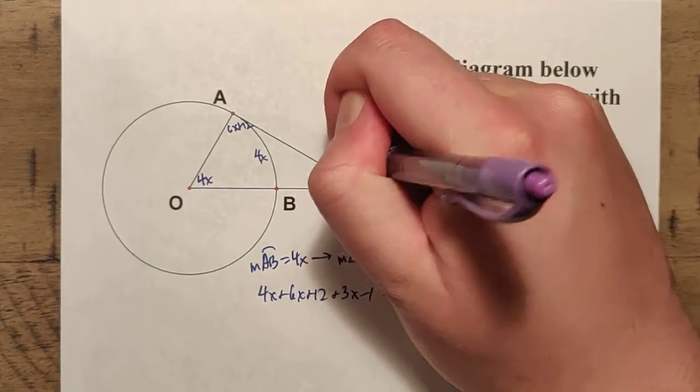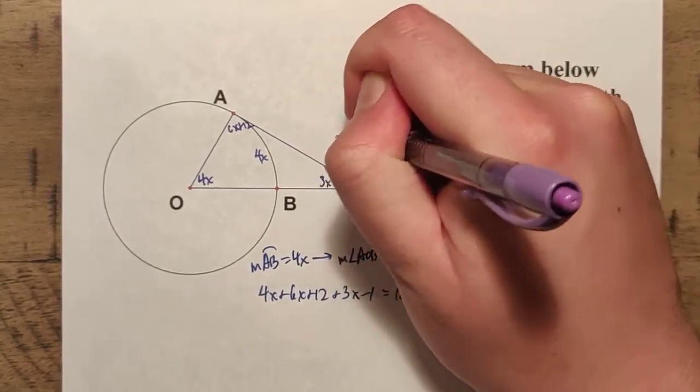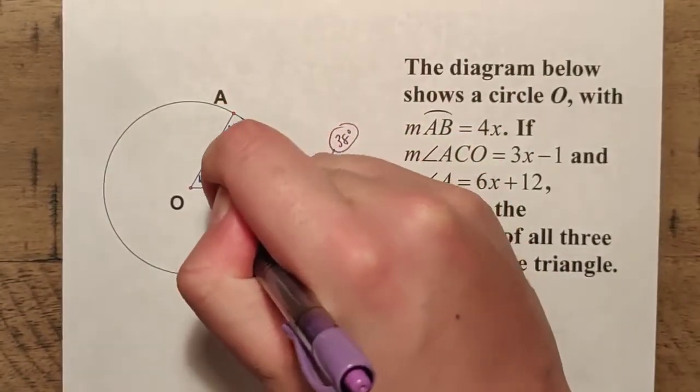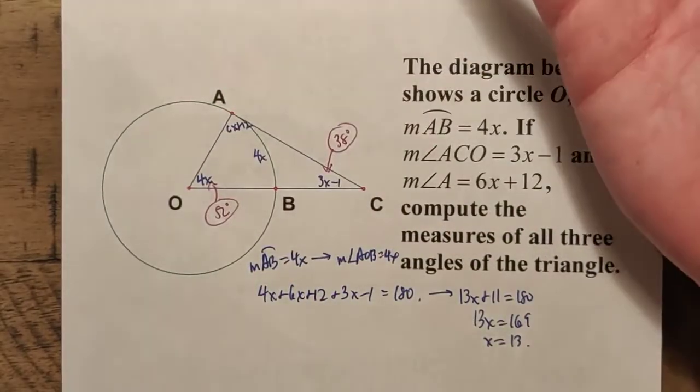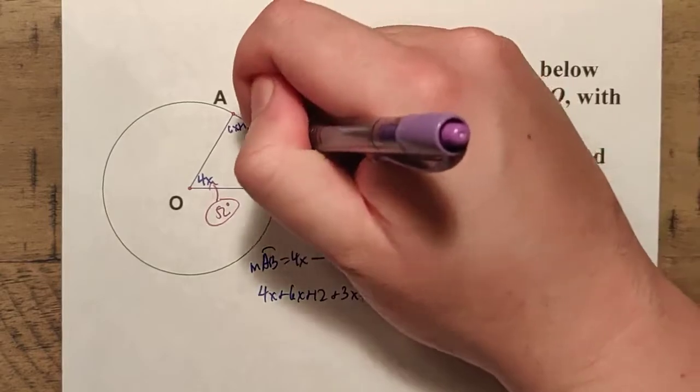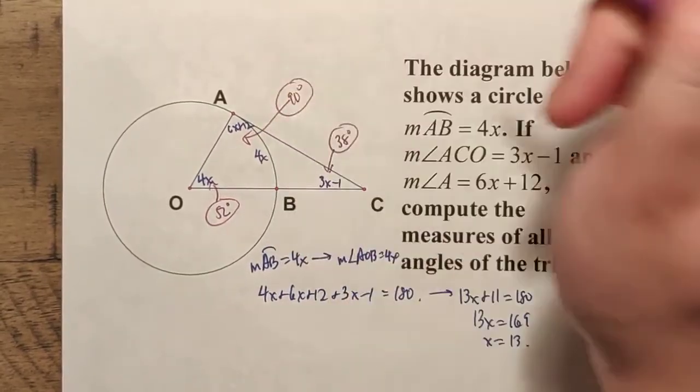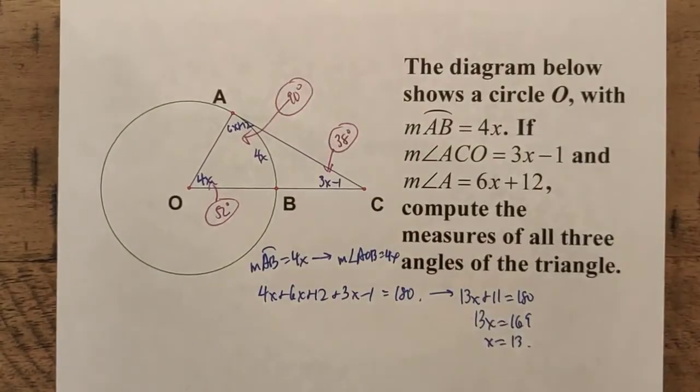So now we can go ahead and fill everything in here, right? So we know this is going to be 3 times 13 minus 1, which I think is 38 degrees. There's going to be 4 times 13, which is 52 degrees. And then finally, there's going to be 6 times 13 plus 12. Well, 6 times 13 is 78 plus 12, and that yields us a 90-degree angle. Okay. So, nice.